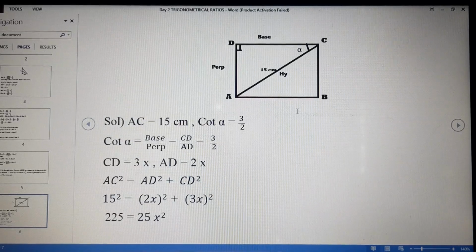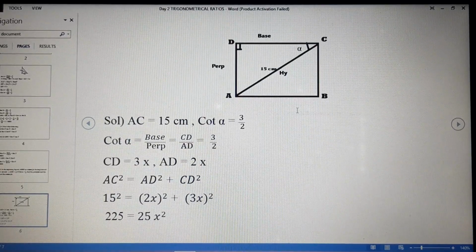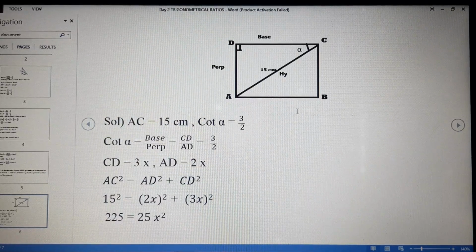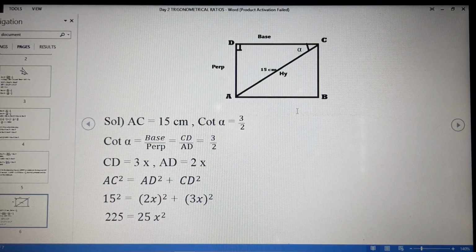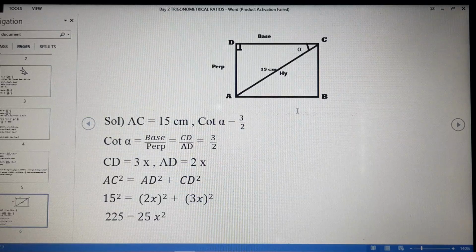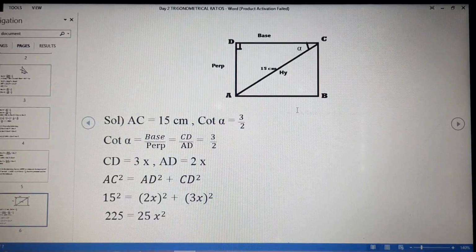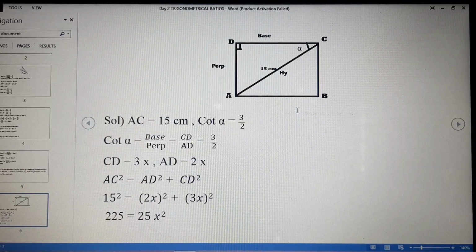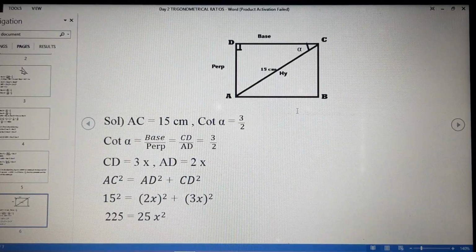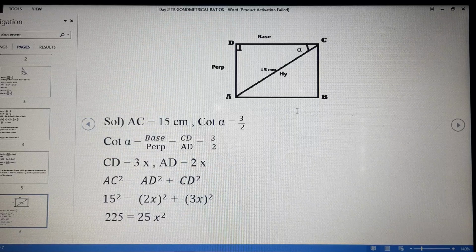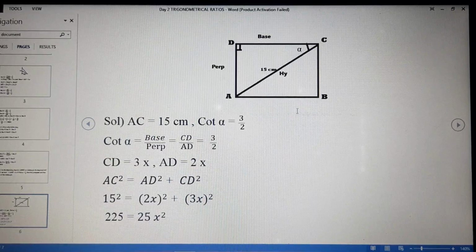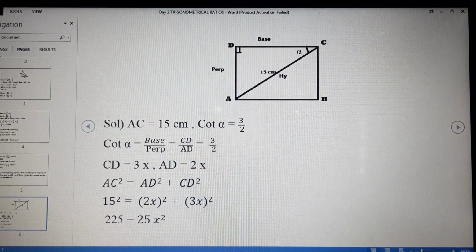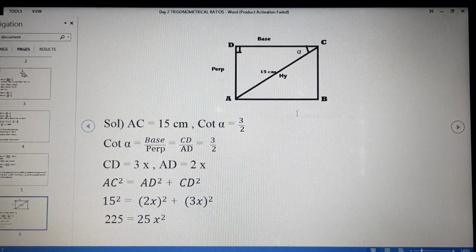It is given that cot alpha is equal to 3 upon 2. With the definition, cot theta is base upon perpendicular, so cot alpha will be written as base upon perpendicular, which is equal to CD upon AD, where base is CD and perpendicular is AD. It is given as 3 upon 2. So CD becomes 3x and AD becomes 2x.